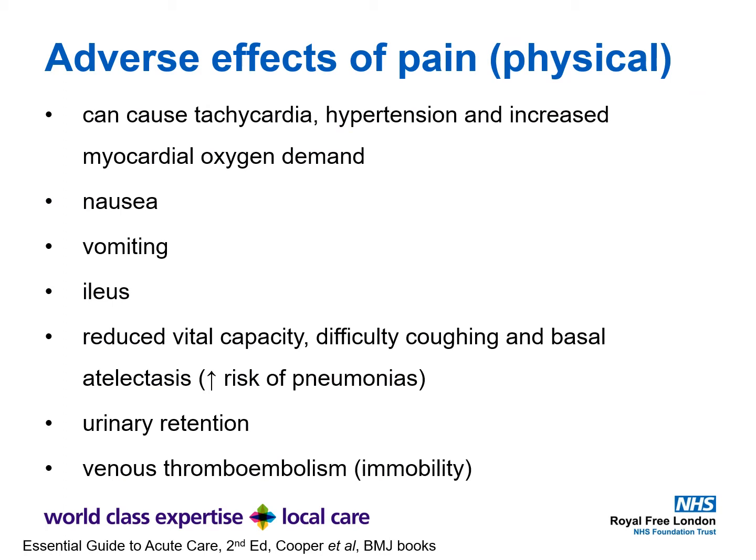So what are the adverse physical effects of pain? The stress and anxiety of pain or painful stimulus can cause tachycardia, hypertension, and increased myocardial oxygen demand. And this particular aspect is important because if you have ischemic heart disease and you are increasing demand on the heart, you're going to worsen angina pain and then precipitate other medical problems. Patient may feel nauseous, they may feel vomiting, they may have ileus, and this is particularly important in patients who have had abdominal surgery or have acute abdominal pathology.